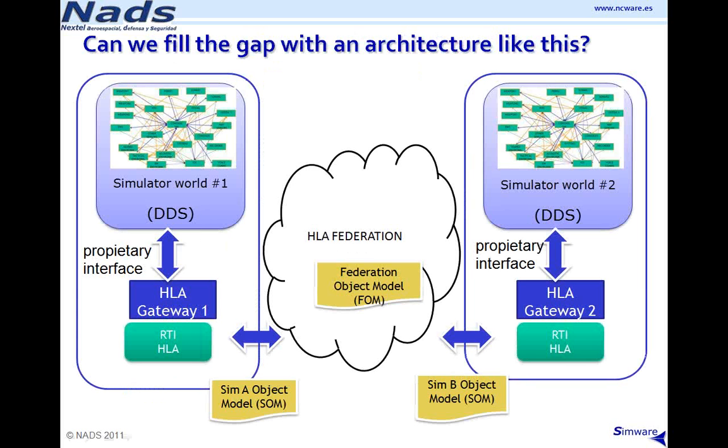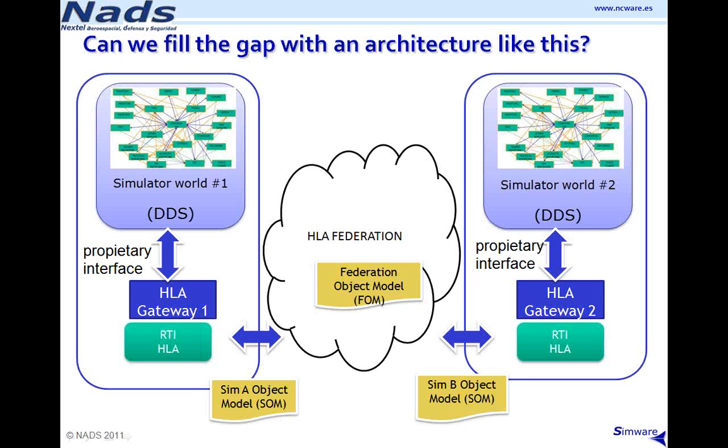Mixing together DDS and HLA, we can reach an architecture like this. On one side, we can have a simulator world that we can consider a black box. This world can be a DDS simulation network. With our technology, we can make a bridge to the HLA world, so we can map the data between HLA and DDS. On the other side, we can have another DDS simulator world, also bridged to HLA. All these simulators can work together at the same frequency, all sharing the same data model. From the HLA side, these simulators are federates like any other.